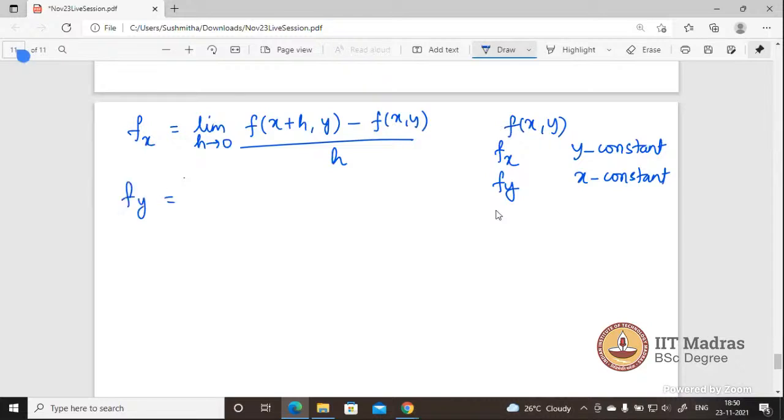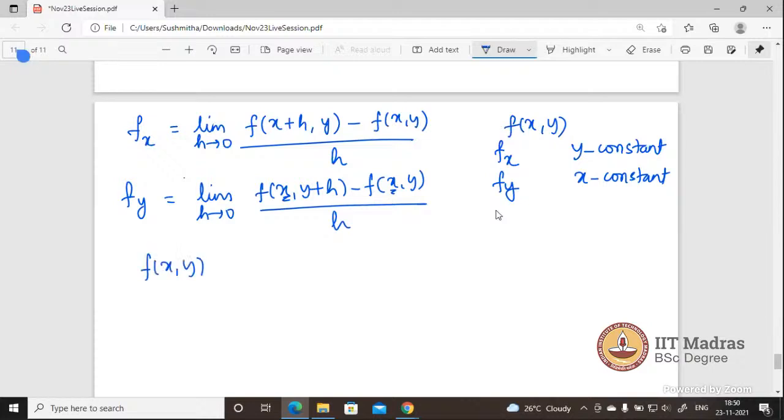So what will fy be in this limit definition? f of x comma y plus h minus f of x comma y upon h. You can see that x remains a constant. So that's why we can treat it as a constant and differentiate.